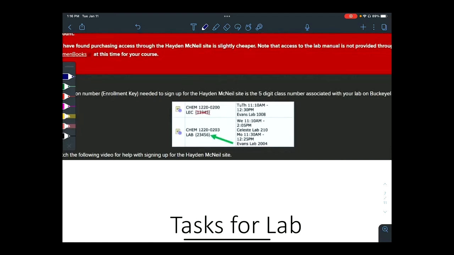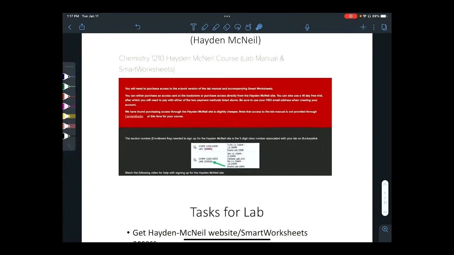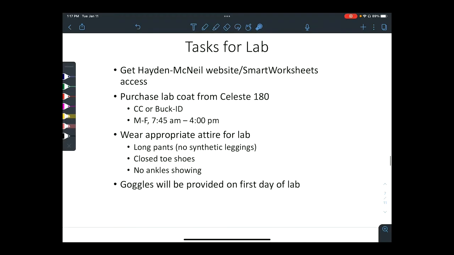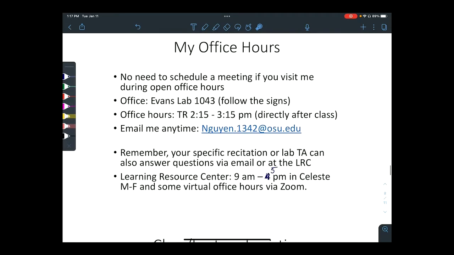If you go to your Buckeye link showing your lecture and lab section that you signed up for, there's 2 different courses. Don't use the lecture section number. Use the lab section number. That's the section number that you want to use, and that is on Carmen. I just copied it in my PowerPoint. Okay, we already talked about the tasks for lab. I already talked about my office hours. Again, just follow me after class.